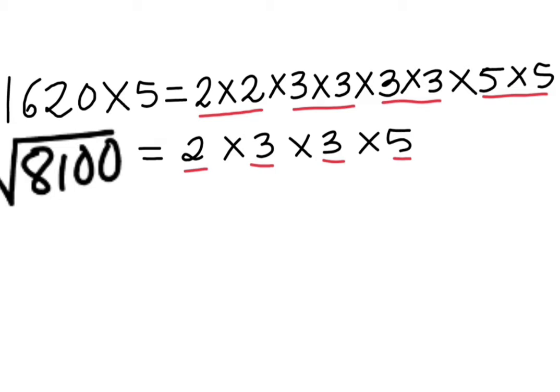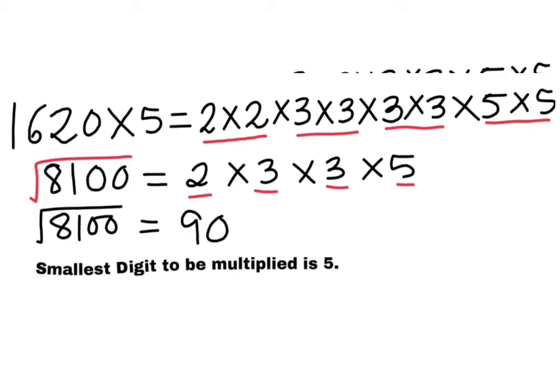Clear? So let us write it as a square root. So what will we get in the end? 8100 is the square of 90. How did we do that? 2 times 3 is 6, 6 times 3 is 18, and 18 times 5 is 90. Clear? So in this way we have found that the smallest number that has to be multiplied to get a perfect square number is 5.